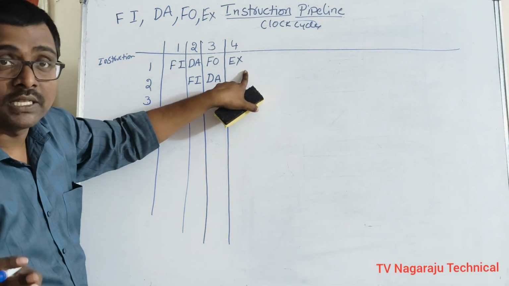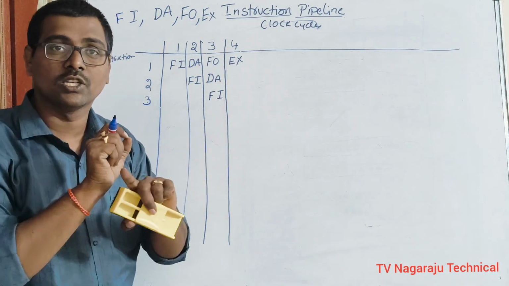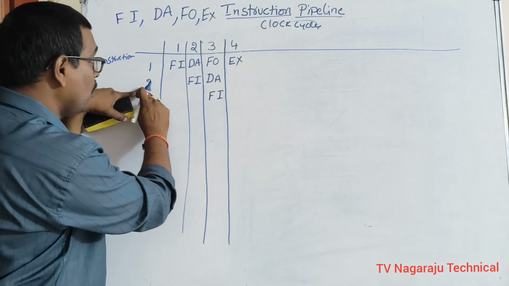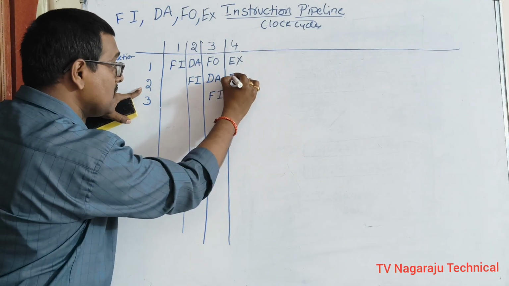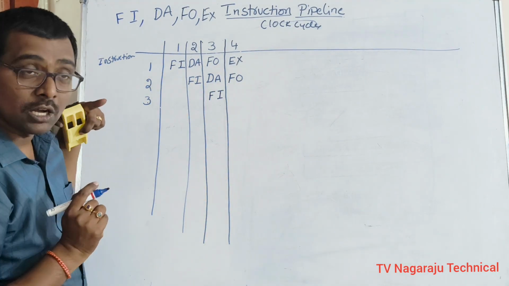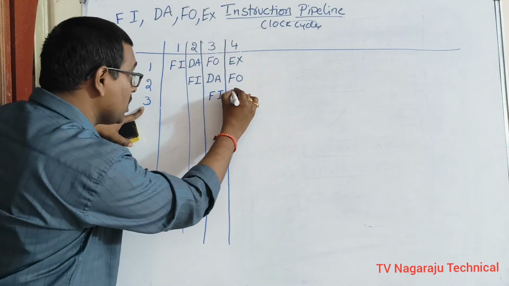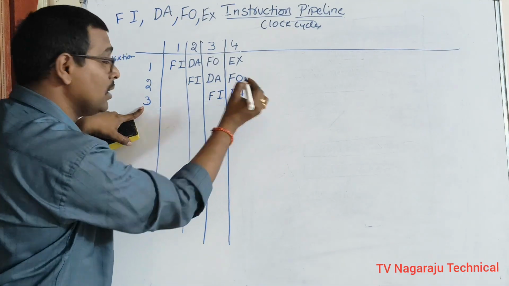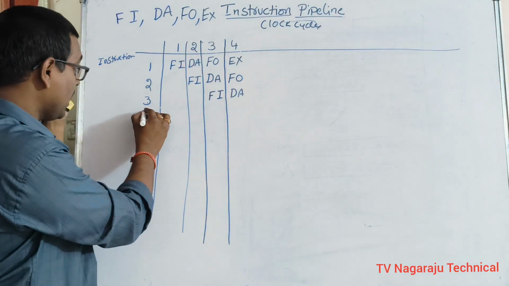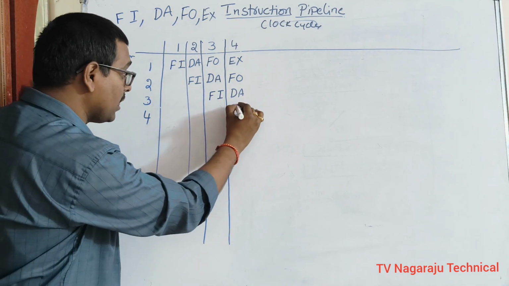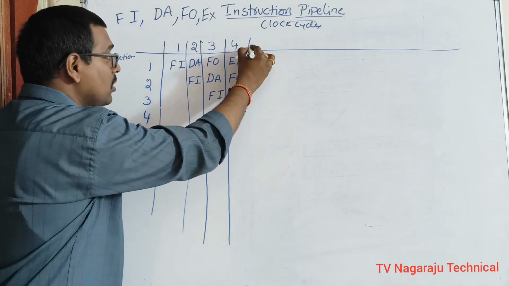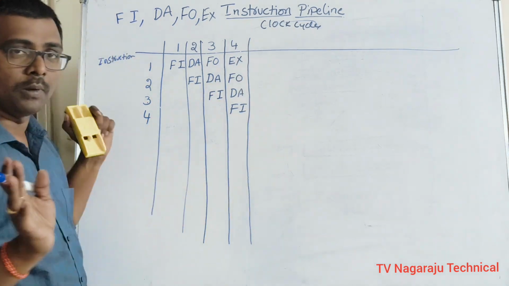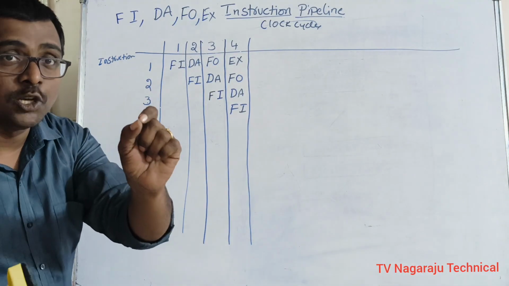Once the 4 segments are completed, it means the instruction execution is completed. Now instruction 2 is entered into the third segment. Instruction 3 is entered into the second segment and instruction 4 is entered into the first segment. So up to now there is no problem. Everything is clear.